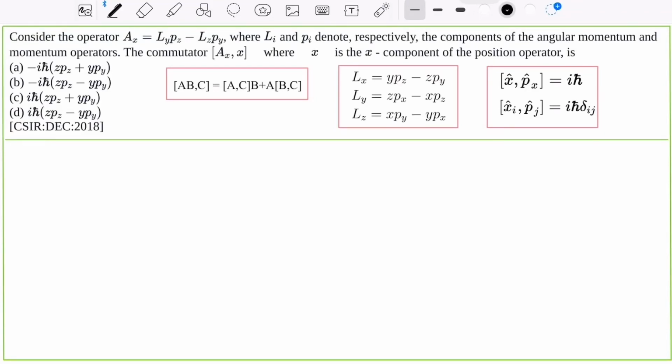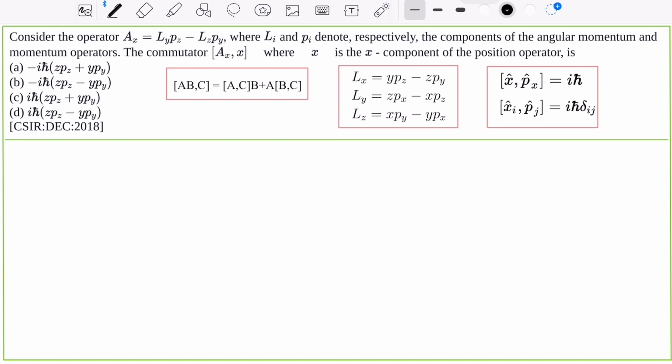Problem 121, Quantum Mechanics. The question is: consider the operator Ax equal to Ly pz minus Lz py, where Li and pi denote respectively the components of the angular momentum and momentum operators. The commutator of Ax and x, where x is the x component of the position operator, is?